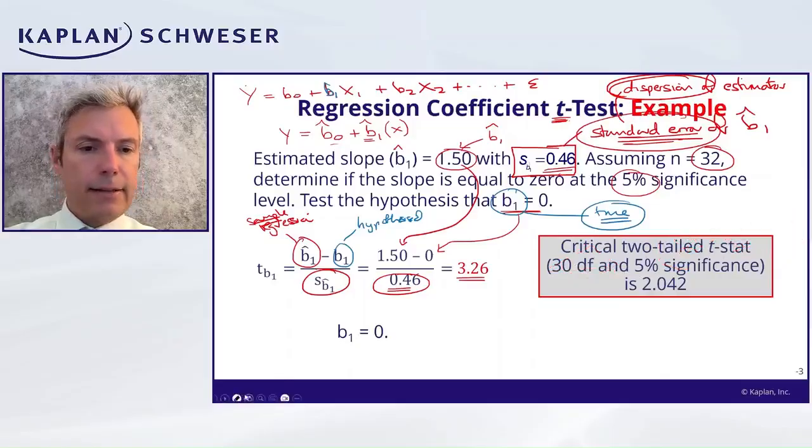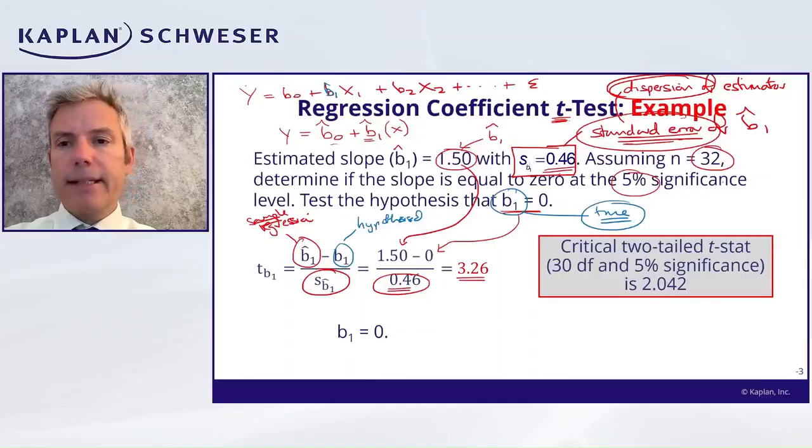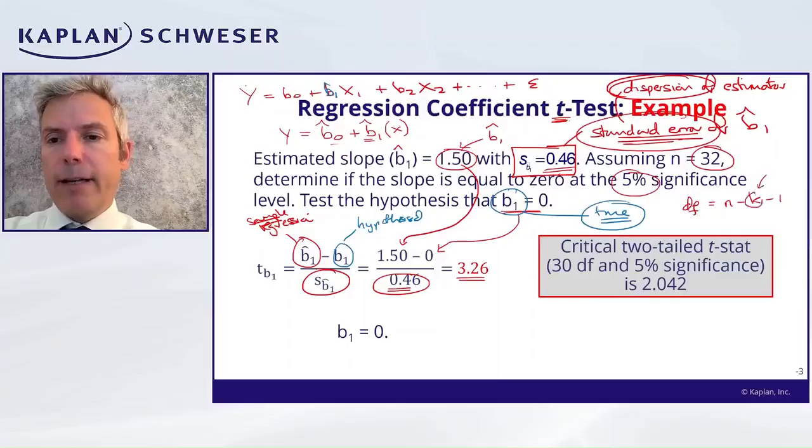So here, to be exact, our degrees of freedom for our overall regression would be n minus the number of x variables we're using, k minus 1. With simple linear regression, we're always using one x variable. So the degrees of freedom would be n minus 2, which is 32 minus 2, which is 30.